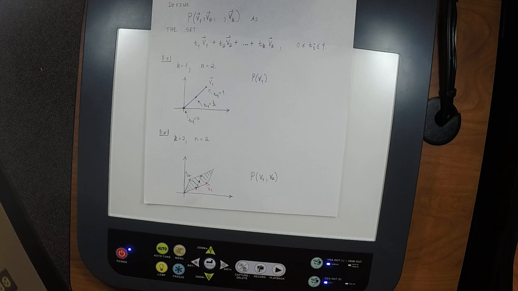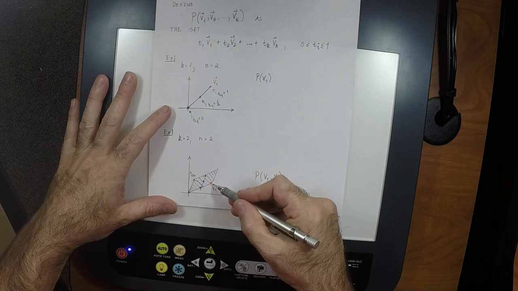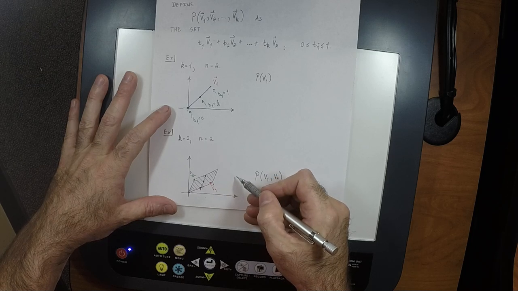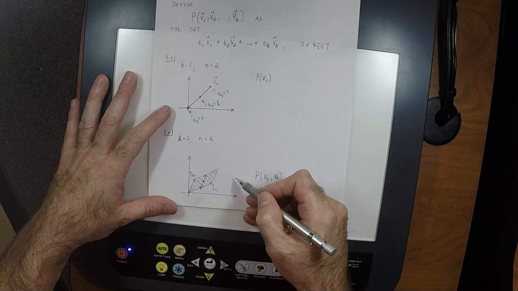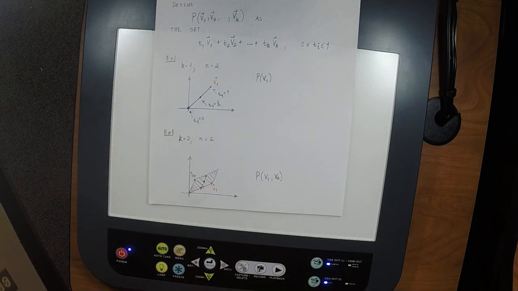Yes? Is it wrong to say these are just subspaces with limits and bounds? They're not subspaces, and the reason why they're not subspaces is because if, for example, you were to add v1 to itself, subspaces must be additive. If you were to add v1 to itself, you'd come over here. So it's definitely not a subspace. But what it is, is a parallelogram. Okay.